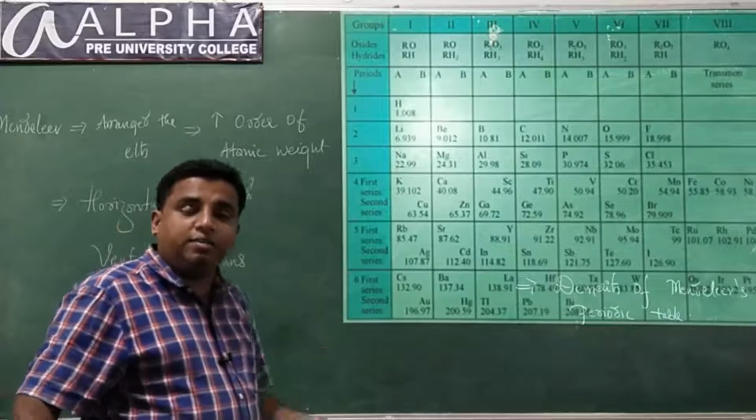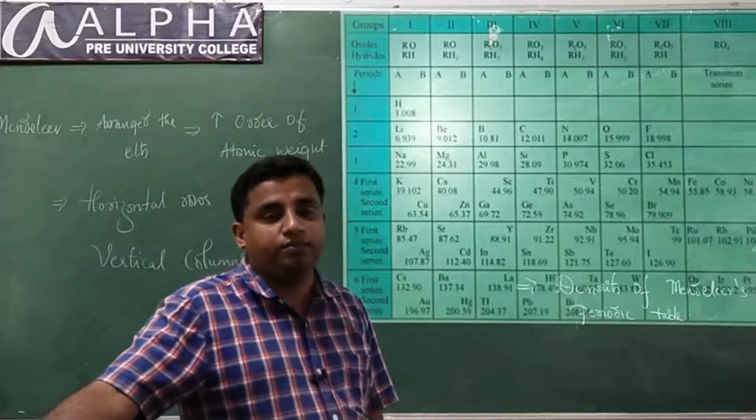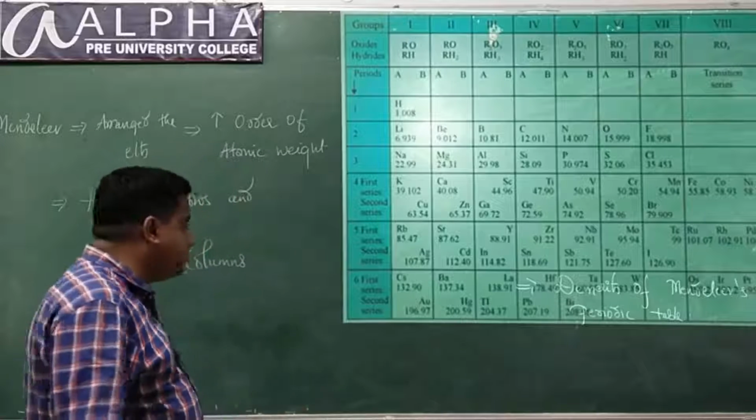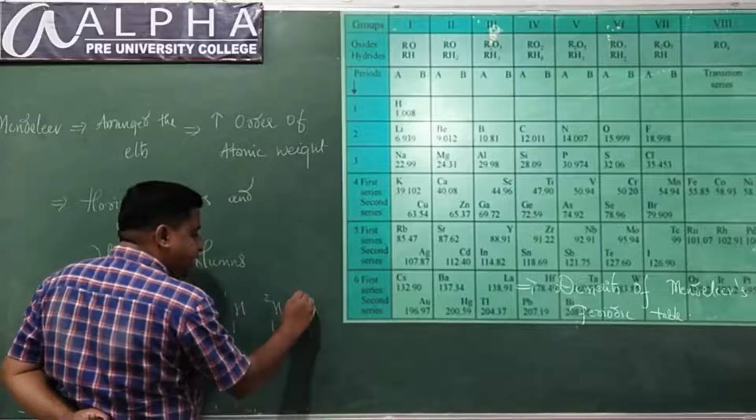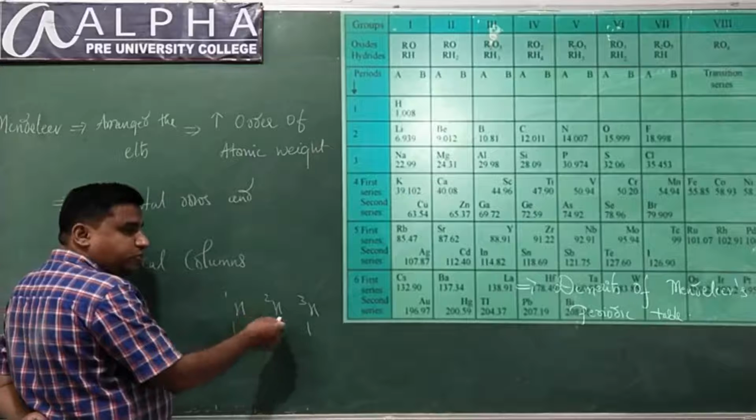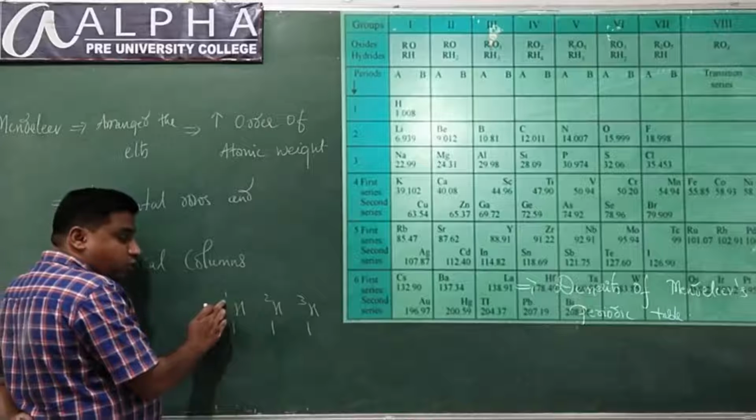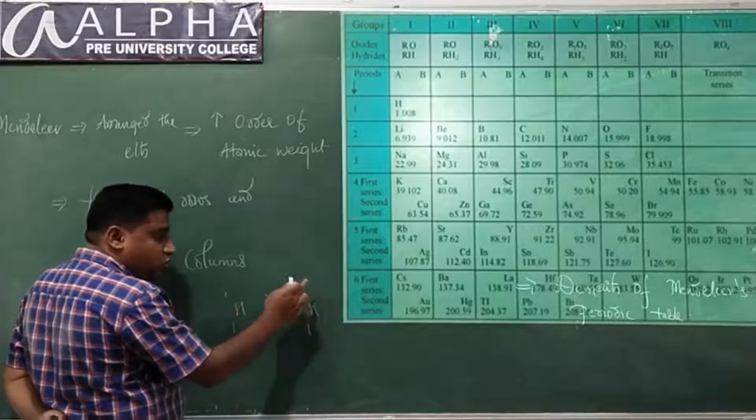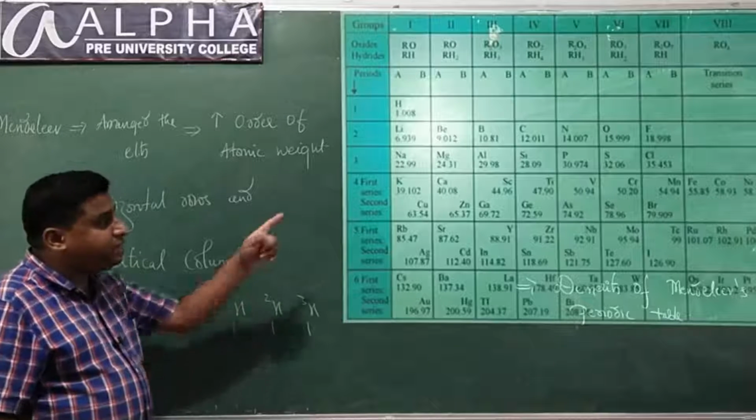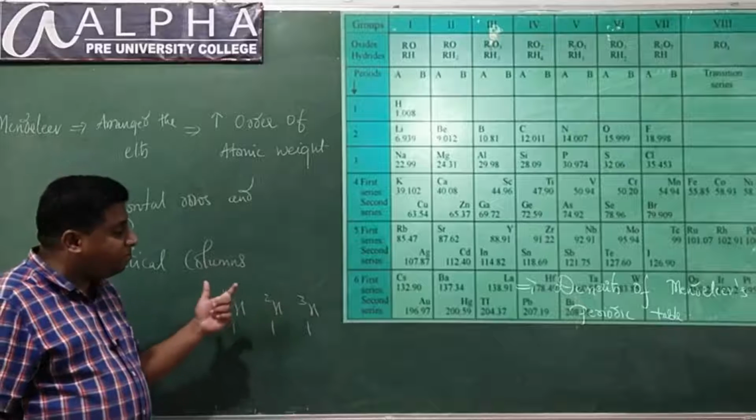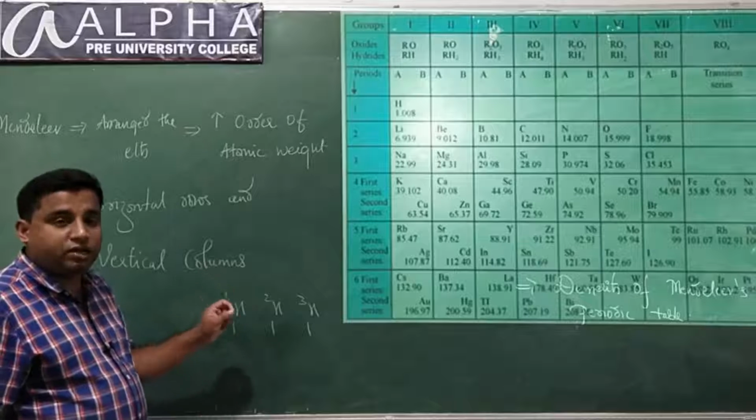Even though he arranged the elements in the increasing order of atomic mass, he didn't consider any isotopes in the periodic table. For example, can you name the isotopes of hydrogen? The different isotopes of hydrogen are protium, deuterium and tritium. The atomic mass of protium is 1, of deuterium is 2, and of tritium is 3. They have different atomic masses and could have been placed in the periodic table, but Mendeleev did not place any isotopes in it. That is one of the demerits of Mendeleev's periodic table.